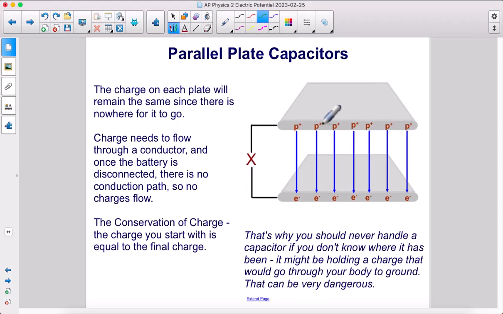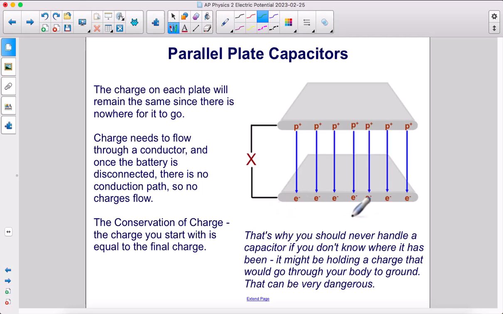The charge on each plate will remain the same since there's nowhere for it to go. Charge needs to flow through a conductor, and once you've disconnected the battery, there's no path for the charges to flow through. So the charge on the plates will remain constant. By conservation of charge, the charge you start with is equal to the final charge.